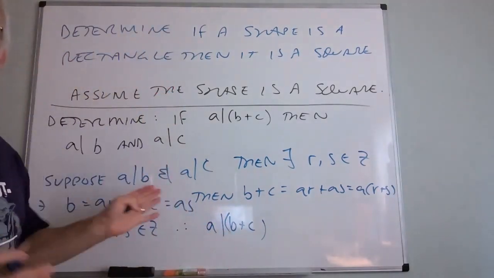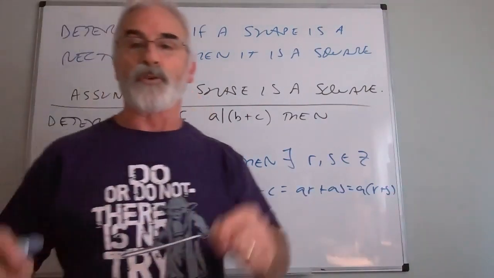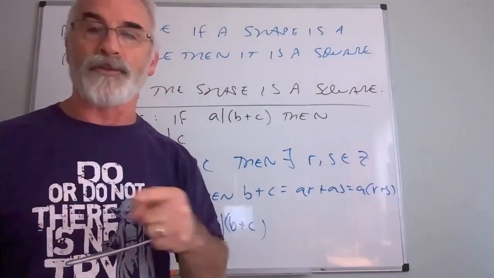So again, my point being, a lot of us are getting in trouble when we write a proof, not everybody, by starting with assuming the thing I'm trying to prove is true and then working backwards.